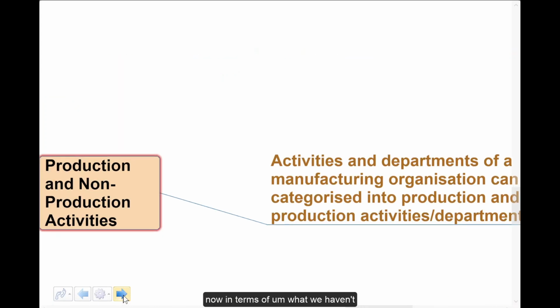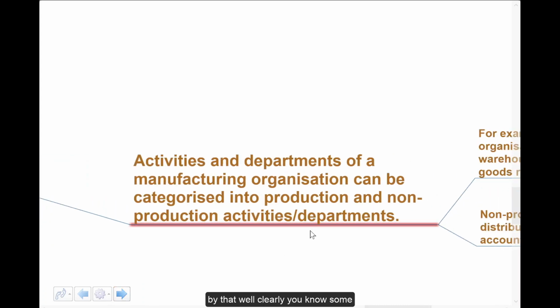Okay? Now, in terms of what we haven't discussed in real detail, we mentioned up top about overheads. We said that they could cover many different functions: buildings, selling and admin, etc. Let's talk a little bit now about production versus non-production activities. What do we mean by that? Well, clearly, some elements within a manufacturing organization relate directly to the production of a product, and some do not.